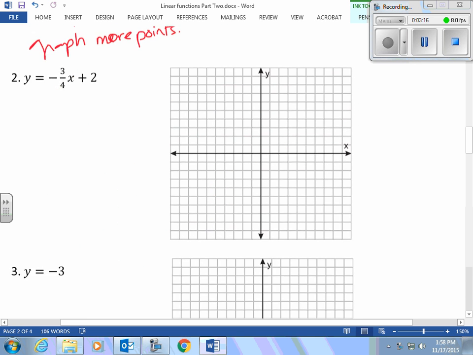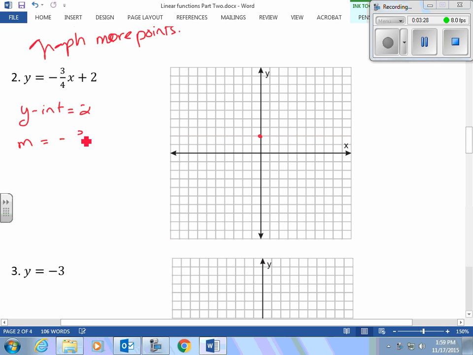So let's take a look at this next one. y equals -3/4 x plus 2. So our y-intercept is equal to 2, so we can plot that point. Our slope is -3/4. This is what I want you to do when you encounter a negative slope. Recall from the previous lesson that a negative slope means that it's a decreasing function as we move from left to right. So think of that negative as going with the rise and not the run. So always work to the right.